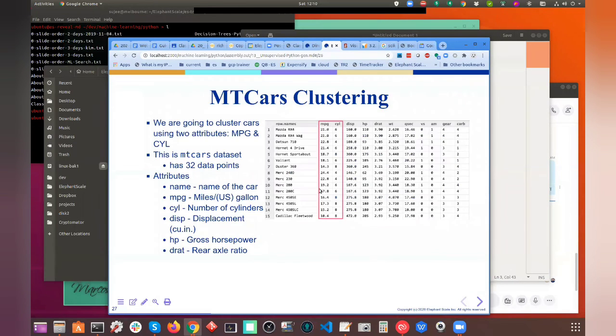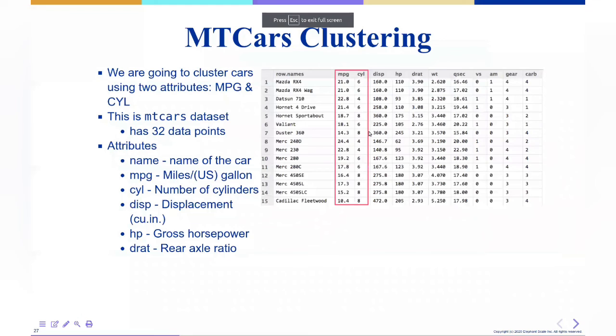So let me show you an example, and this we will do as this week's exercise. Let's say I have some cars data set. Here are the car names and the car attributes. I want to group these cars by just MPG and cylinders.